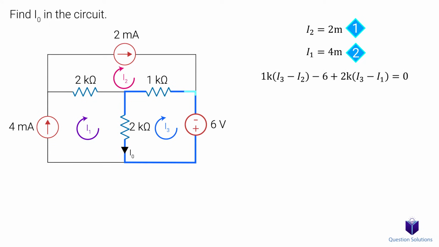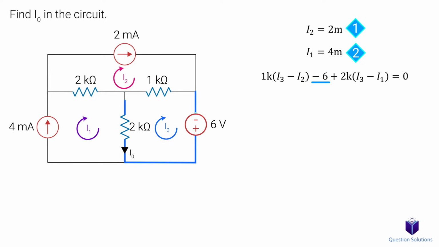We have 1 kilo ohms times I3 minus I2, then we have negative 6 volts, and lastly we have 2 kilo ohms times I3 minus I1. Why is it I3 minus I2 here? Remember, we're writing our KVL for the mesh current with I3, so I3 is going to be the positive value. Notice that I2 is opposing the direction of I3, so it will get a negative sign.